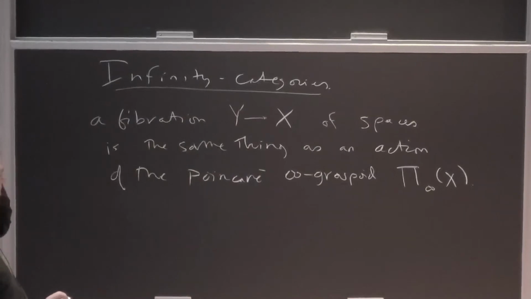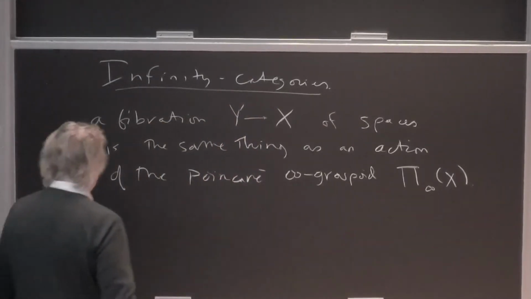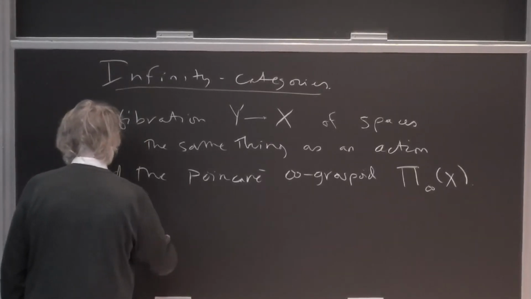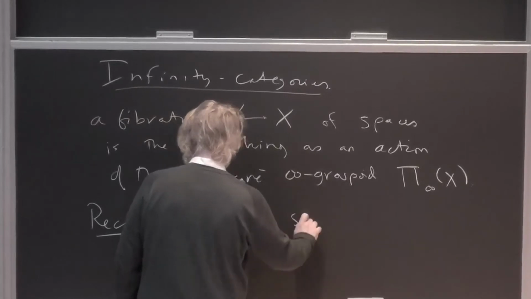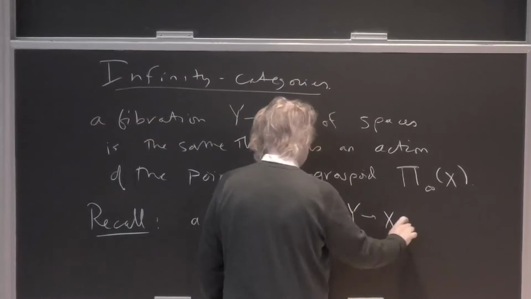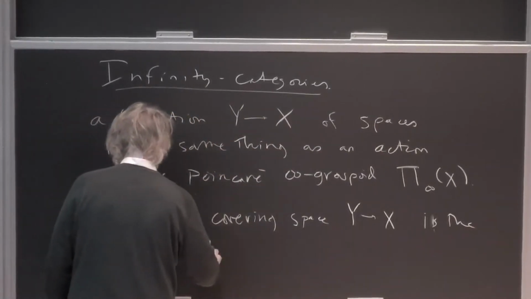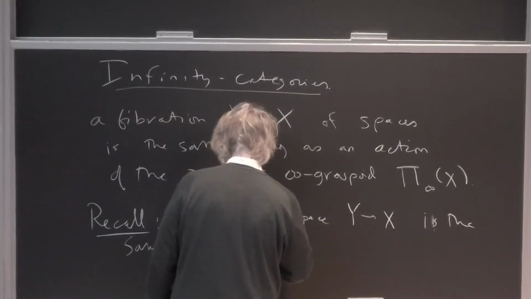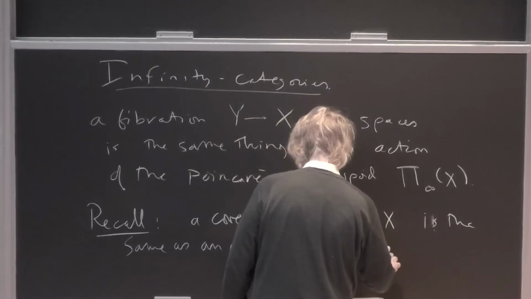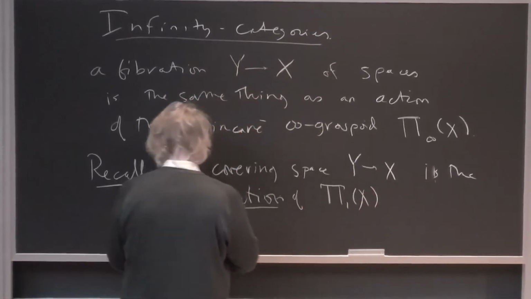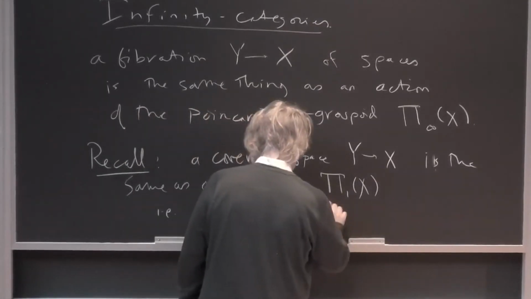So let me try to explain this, and this is going to help us unwind the end of the discussion on Friday afternoon. To explain this, let's just recall the case that everybody knows about, which is that a covering space Y into X is the same thing as an action of the Poincaré one groupoid. And by an action, I mean a functor from this π1 of X into sets.